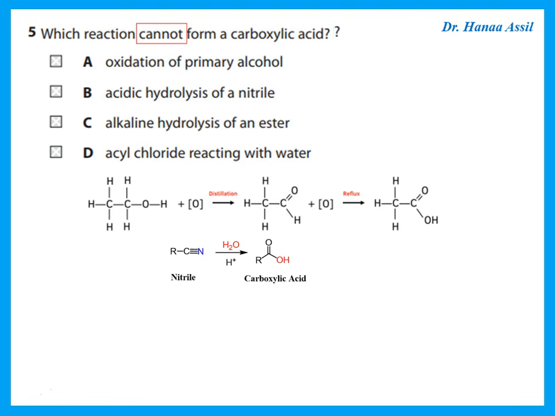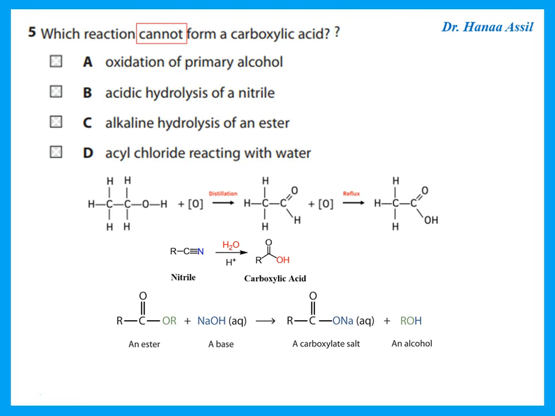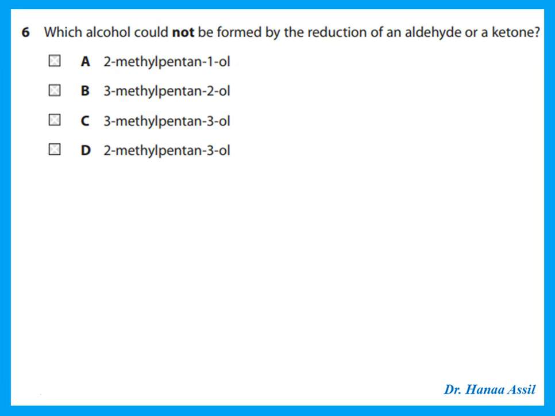Acid hydrolysis of nitrile, you should realize that hydrolysis of nitriles will give acid. What about alkaline hydrolysis? Remember that alkaline hydrolysis will not give you the acid, it will give the sodium salt or a carboxylate salt. So we don't get the acid when we do alkaline hydrolysis. If we want the acid, we would need acid hydrolysis. Acyl chloride, yes, acyl chloride reacting with water would give the acid.